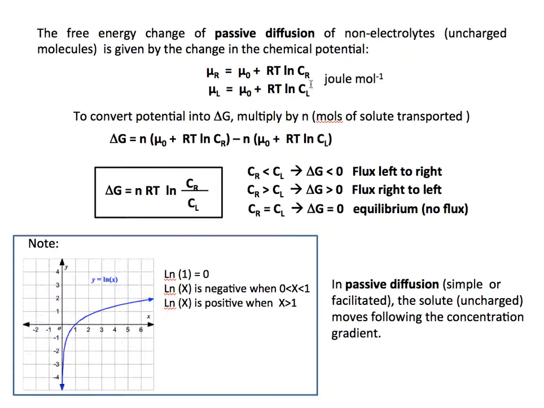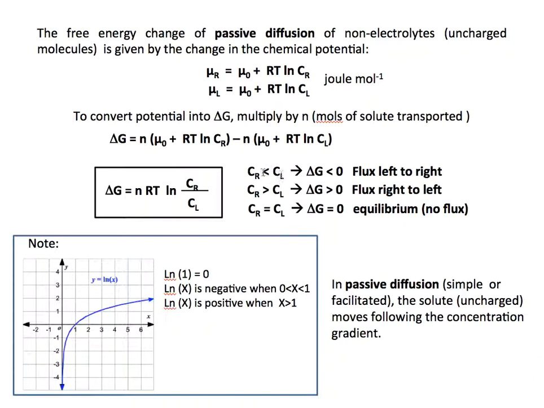When you multiply mu R and mu L by the number of moles, you get free energy, and when you subtract one from another, you get delta G. What the delta G shows you is the capacity to do work. So when it's negative, like this is showing you, it'll go from left to right. And don't try to figure this out mathematically. Just think about it in terms of what will happen when you have an imbalance of concentration.